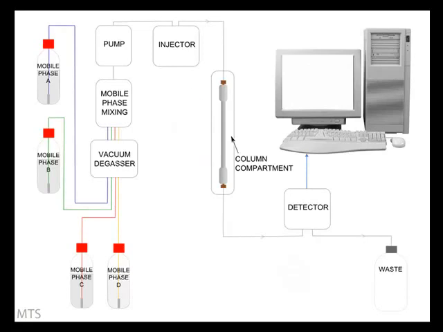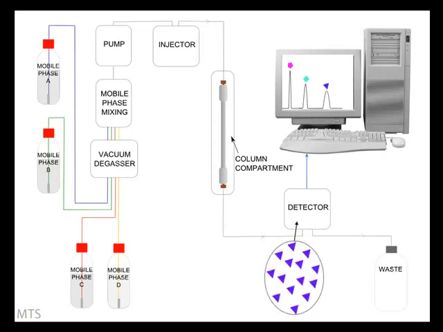The pink components leave the column first, and on passing through the detector, a peak is observed on the processor. Then the green component passes through the detector, resulting in another peak, and finally the blue component passes through and has a corresponding peak. This plot of the separated peaks is referred to as a chromatogram.